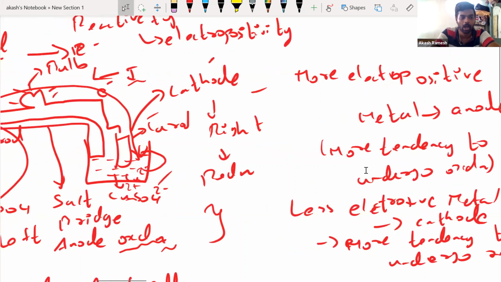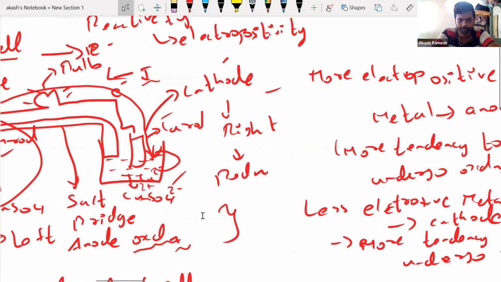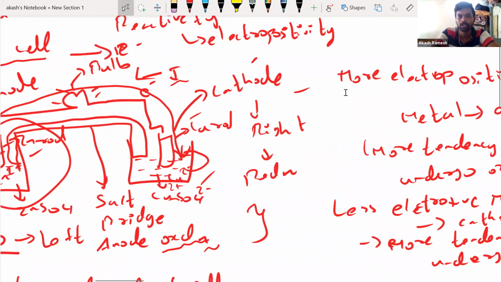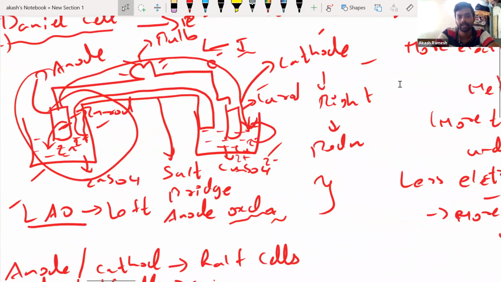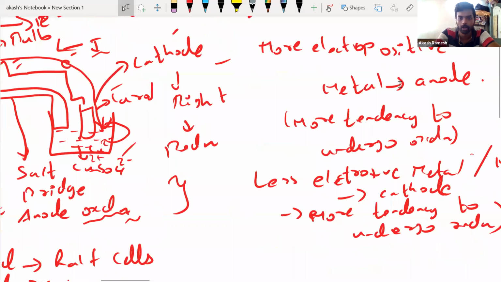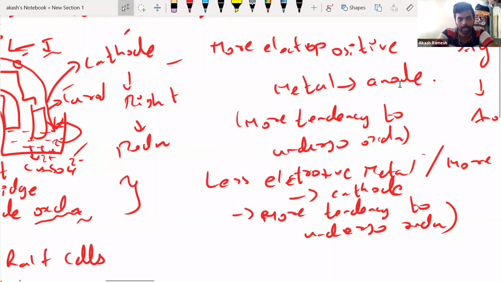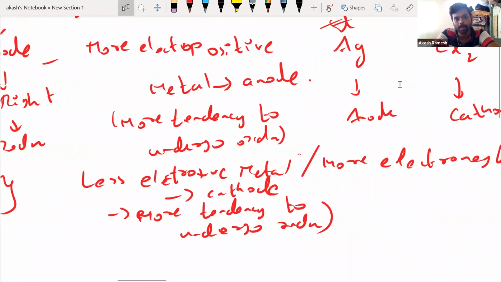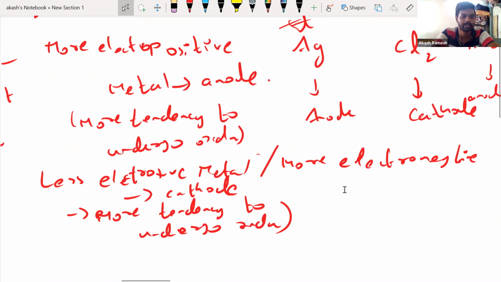And just now we said oxidation should happen at the anode. So now the more electropositive element should be there in the anode, and the less electropositive or more electronegative element will be in the cathode. And obviously that metal has more tendency to undergo reduction compared to the other metal.